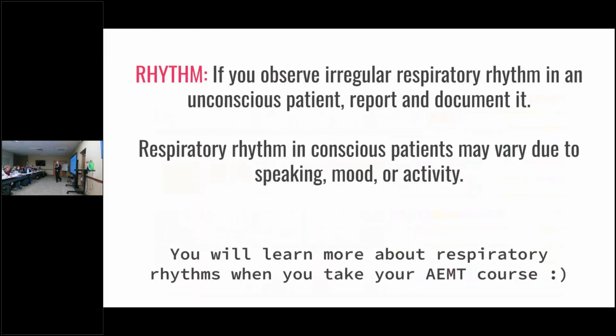So we've looked at the rate and the quality of our respiration. So now we want to look at our rhythm. If you observe an irregular respiratory rhythm in an unconscious patient, you should just report and document it. Respiratory rhythm in conscious patients might vary due to speaking, mood, or activity. So you can just look at a patient and see if their chest is rising and falling at kind of an equal rhythm. But again, in all of us, it just varies, right? Like if we're conscious and alert and talking, rhythm can vary.